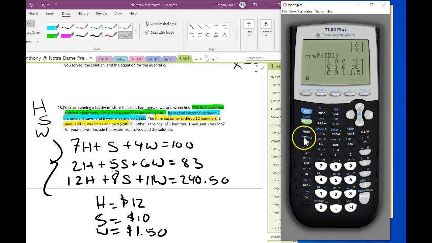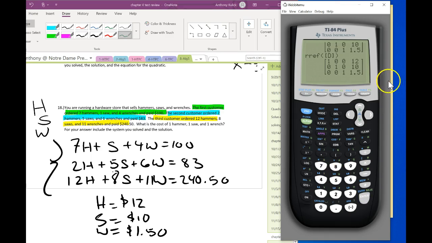What I did is I went to the matrix menu, I went over to the math tab, and I found the RREF command down at the bottom. I then went back to the matrix menu and picked my matrix. Just close the parenthesis at the end, only one of them though, and then press enter. And it spits it out.